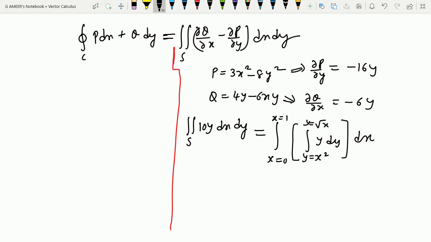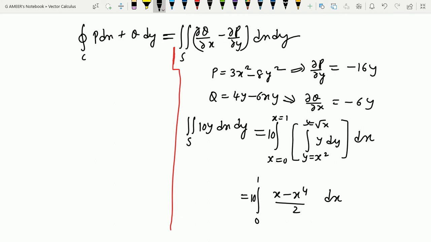So when I integrate this, I will get y square by 2. The upper limit and lower limit I will substitute. X is going from 0 to 1. Y square by 2, the upper limit will be x minus x power 4 by 2, into dx. Okay, fine. So don't forget there is a 10. Now I will simplify this.